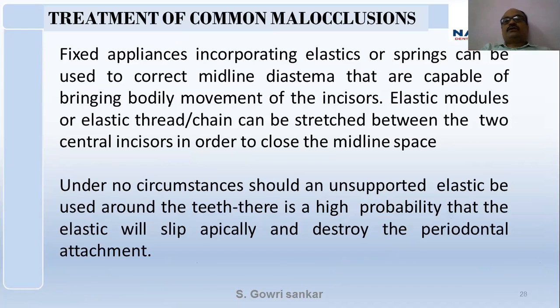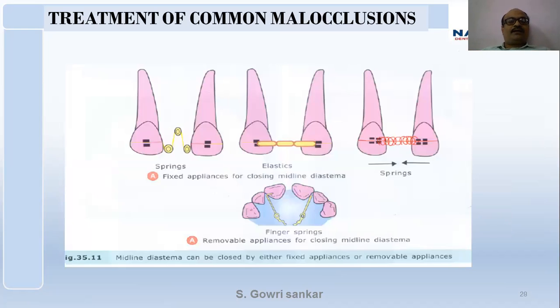So how can you do this? In the case of removable appliances, you can do it with springs. Sometimes you can incorporate elastics or springs, either open coil or closed coil springs made of nitinol, or springs woven in stainless steel. All of these can be used to close the midline diastema. The closed coil springs are stretched between the two incisors. But remember, don't give elastics without any wire support. It may cause periodontal problems or loss of periodontal attachment.